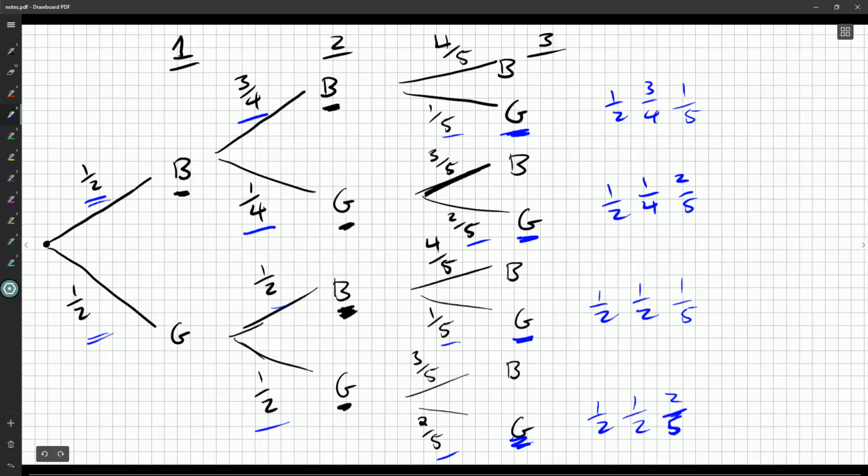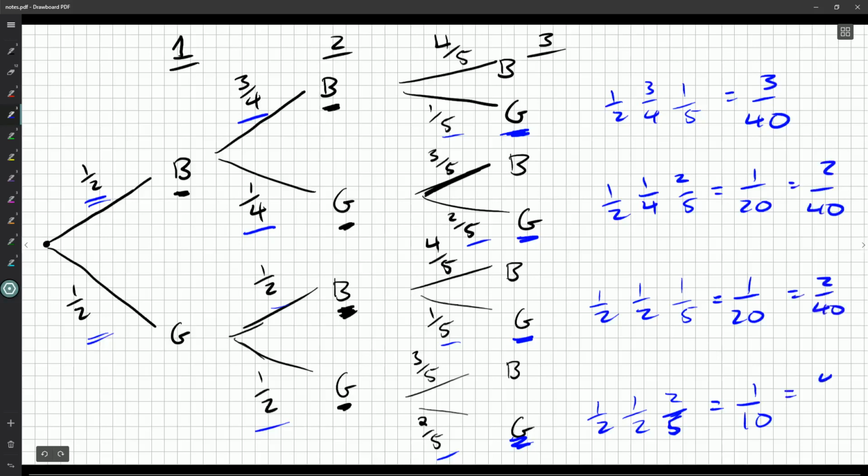Okay, so that would be 1/10. This one would be 1/20. This is also 1/20, and this is 3/40. So now all I need to do is add them up. I'm just going to get a common denominator, so that's 2/40, 2/40, and 4/40. 3, 2, 2, and 4, that's going to be 11. So our final answer, we'll just cram it down here, 11/40 in total.